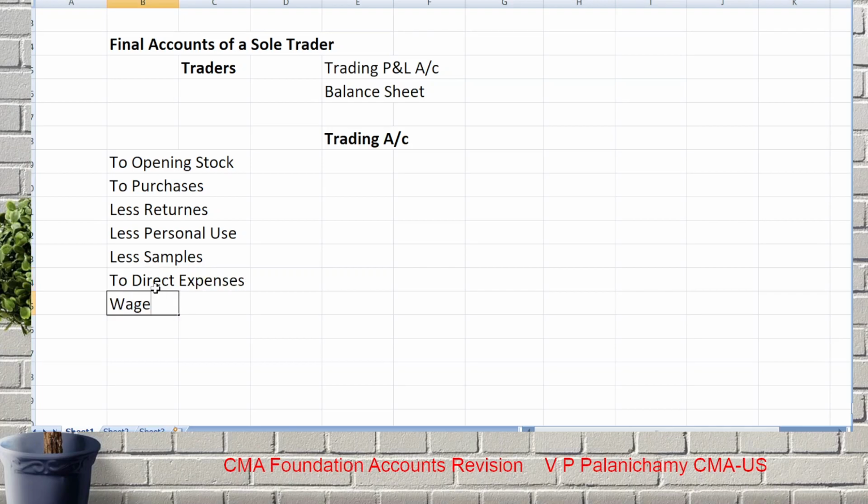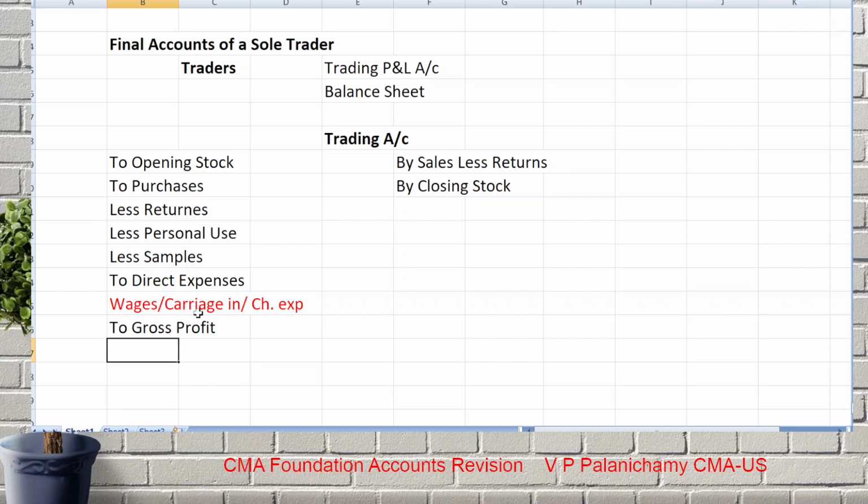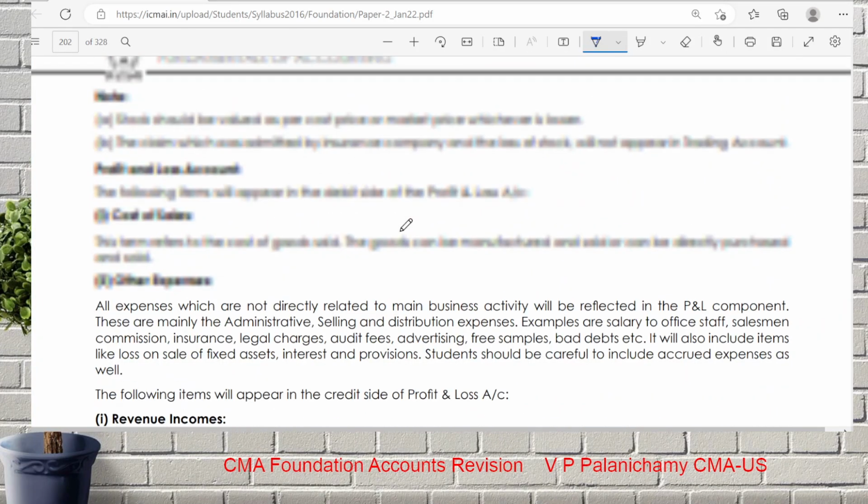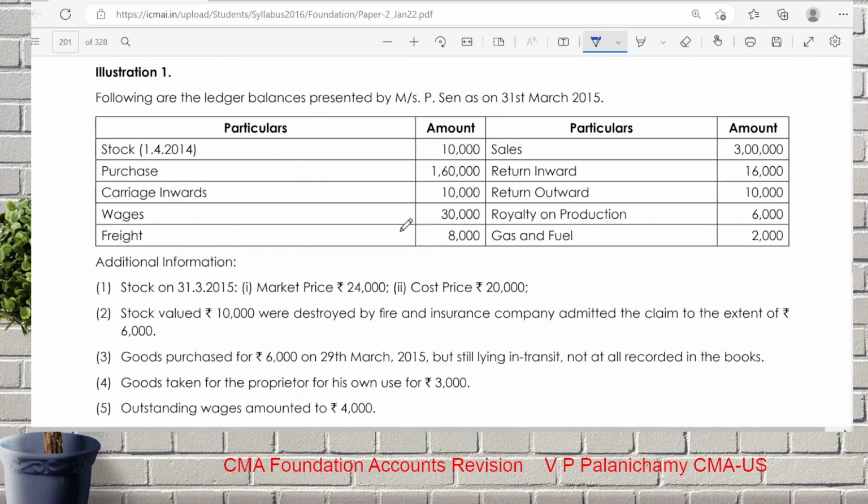What do you mean by direct expenses? Wages, carriage inwards, then any other octroi tax, chargeable expenses, freight, all those things you will charge. Prime cost, those things will come here. Then you will record which one? Sales, less returns. Then closing stock. Then you will get gross profit. This is prepared on accrual basis. Okay. Let us go through the question.